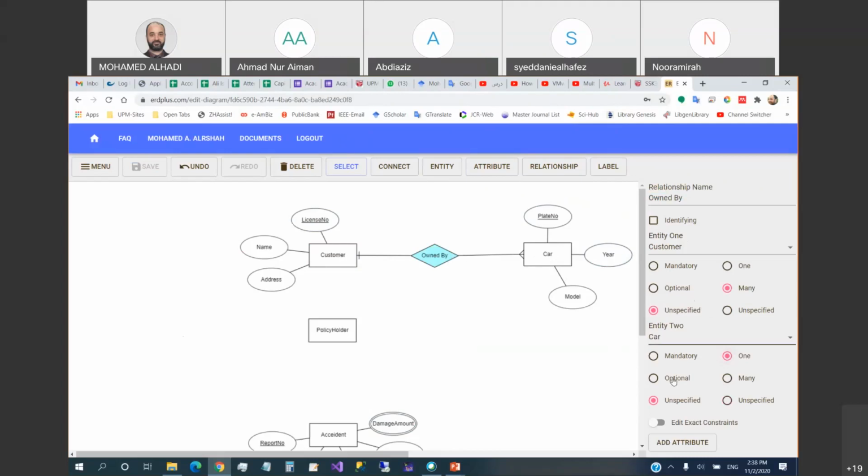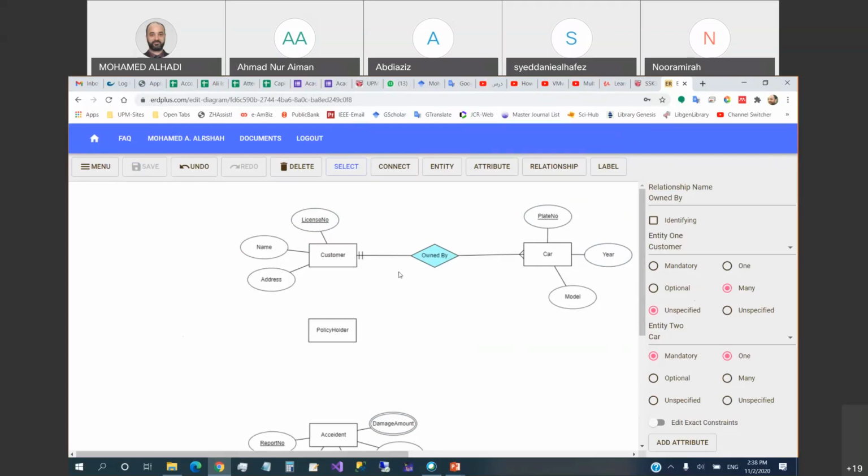The owner of the car, is it mandatory or optional? Could we have a car without an owner? Cannot, right? So that's why it's mandatory. So we see here double dashes. That means every car should be mandatorily, necessarily owned by one customer. Okay, but is it necessary for every customer to have a car? No. It's no for life.